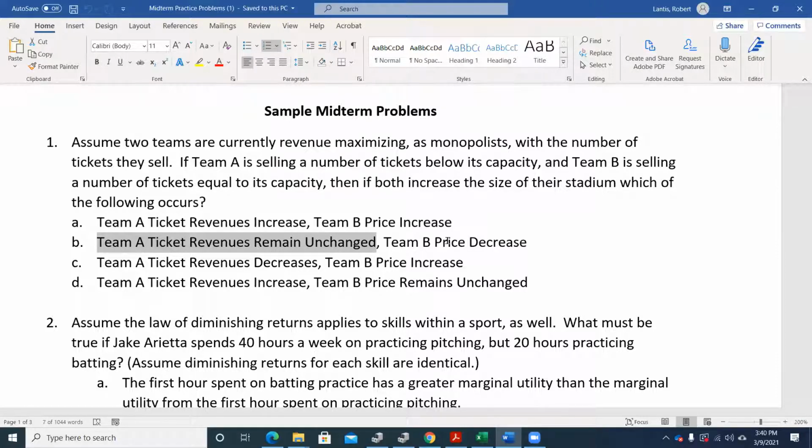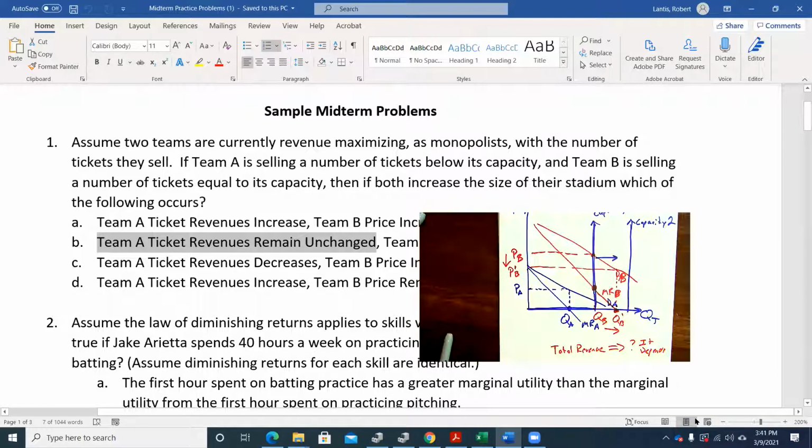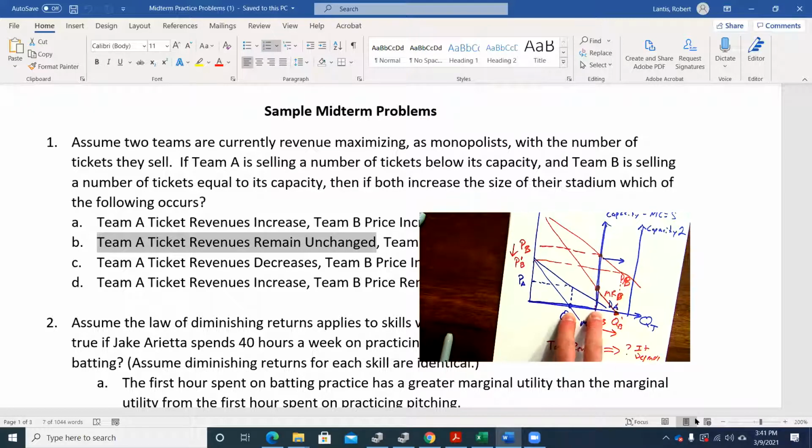For team B, not for team A. Okay. So knowing how to draw that ticket market, knowing how to draw the demand and marginal revenue for a team that's not selling to capacity versus a team that is selling out, right? That's kind of an important thing to know going into this exam, okay?